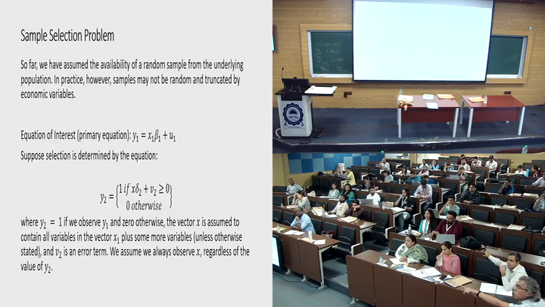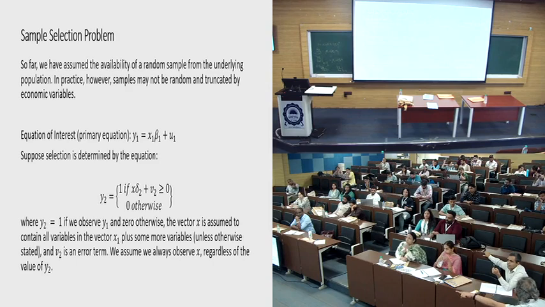So that's the primary equation. Number of hours depends on the wage. The error is U1. Here, Y1 is the number of hours worked, and X1 is the wage, which is the labor supply.